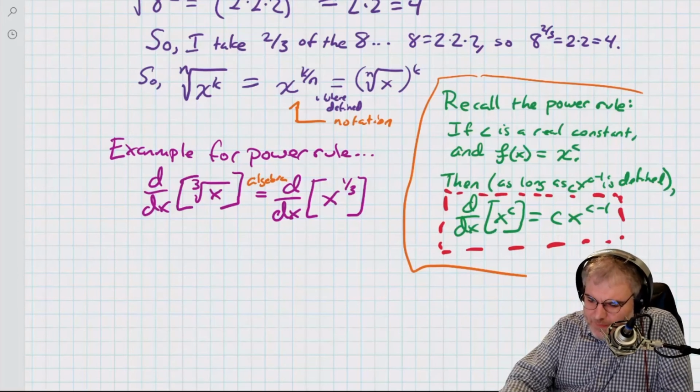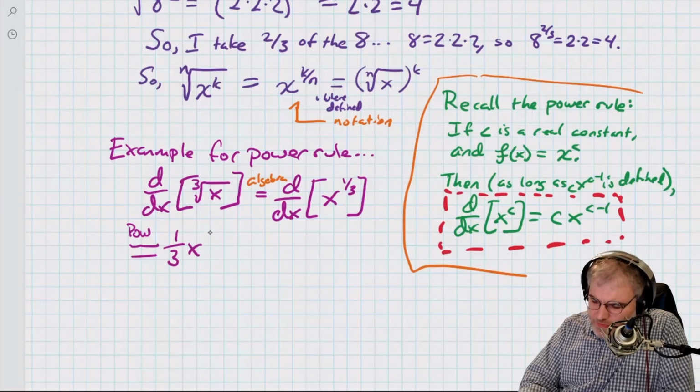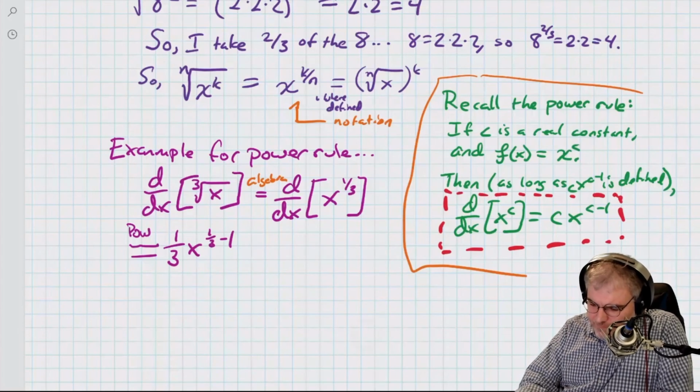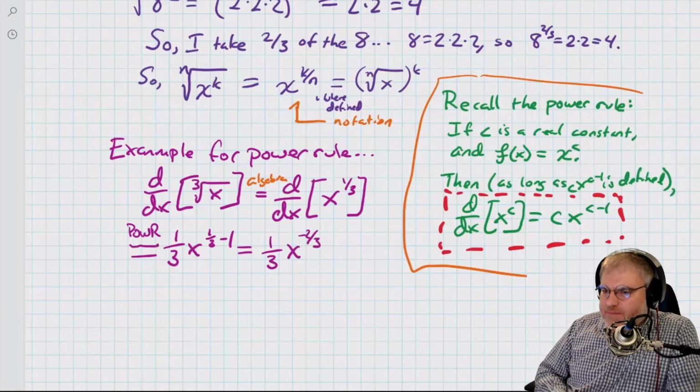Okay, so let's go back to this thing here. I've got d over dx, x to the 1/3. That's going to equal, by the power rule, 1/3 x to the 1/3 minus 1. And that equals, of course, 1/3 x to the -2/3. Which brings up the question, what do I mean by a negative exponent?